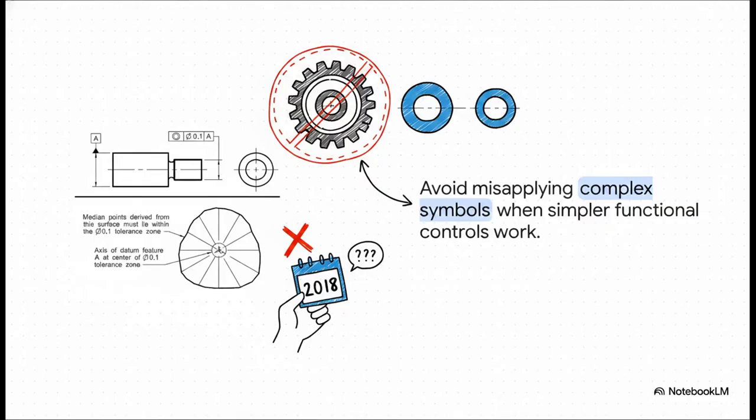And here's a massive headache: using outdated or overly complex symbols. Take concentricity, for example. Did you know the ASME Y14.5 2018 standard actually just removed concentricity and symmetry altogether to stop the confusion? Inspecting concentricity required finding median points, which is a total nightmare for functional gauging. For physical mating parts, simple position or run-out tolerances are almost always the vastly superior functional options.